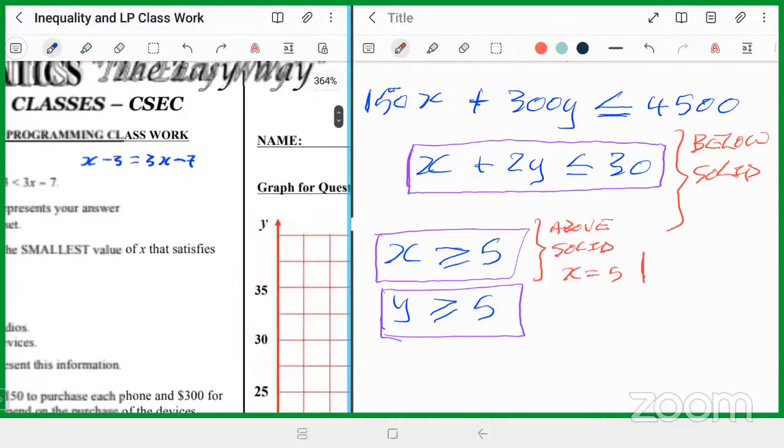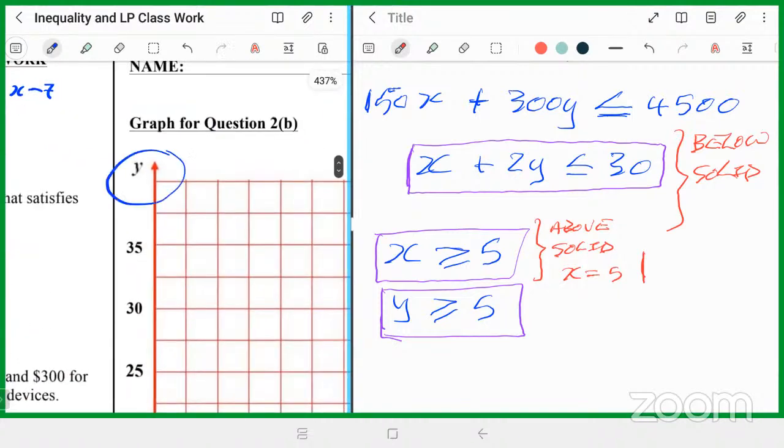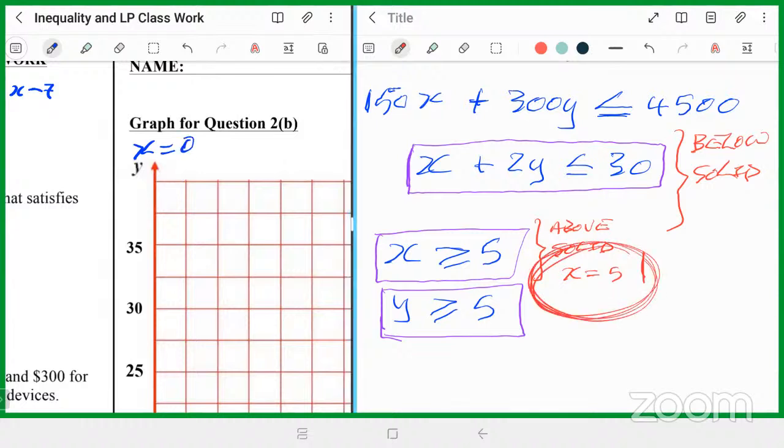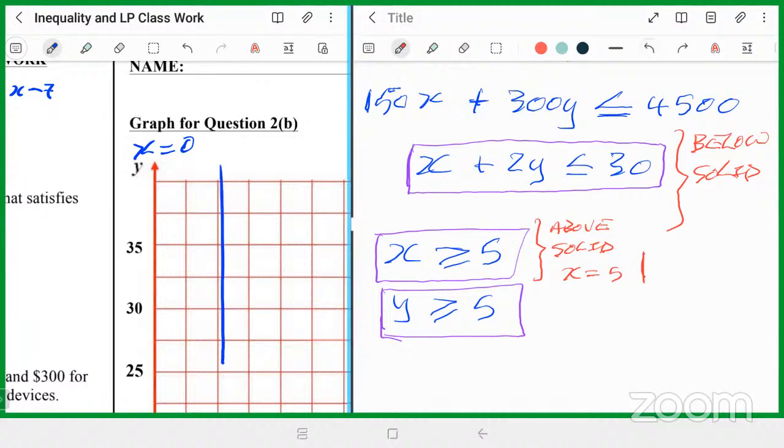Okay, now look here. Remember that the y-axis is the line x equals 0. So x equals 5 is going to be vertical like the y-axis and pass through 5. Simple as that. Just remember that the y-axis is x equals 0. Then we need to do this one now. I've drawn this to show that I'm going to be drawing a vertical line. So x equals 5 is a vertical line passing through 5.